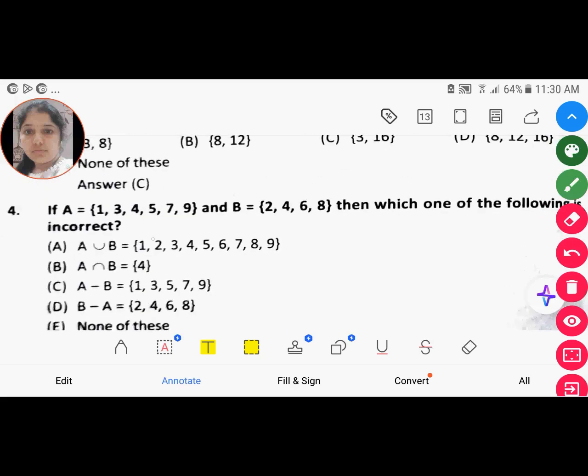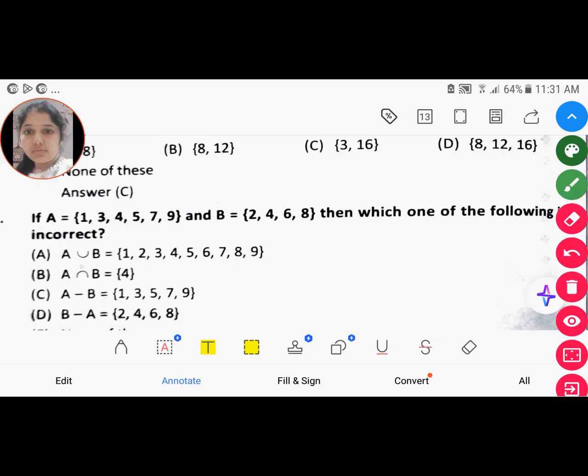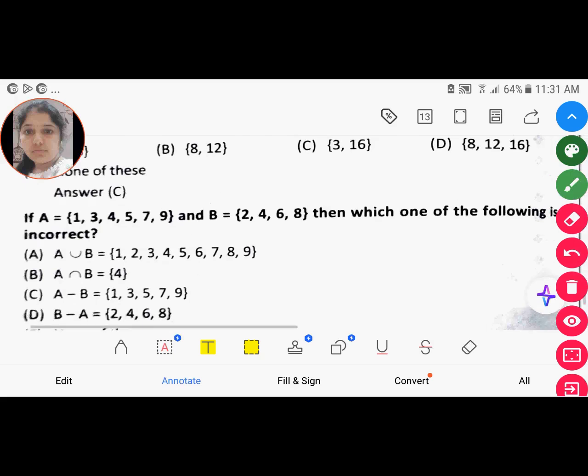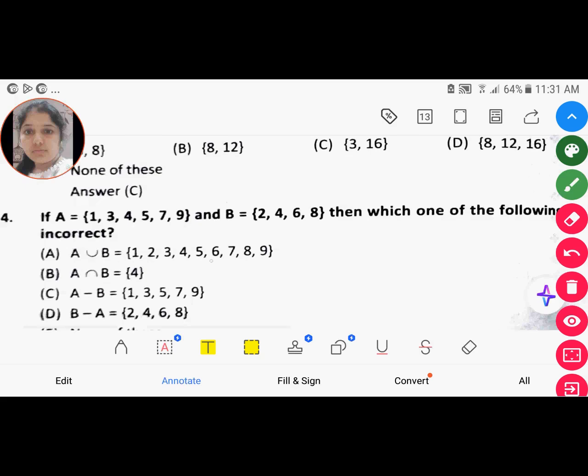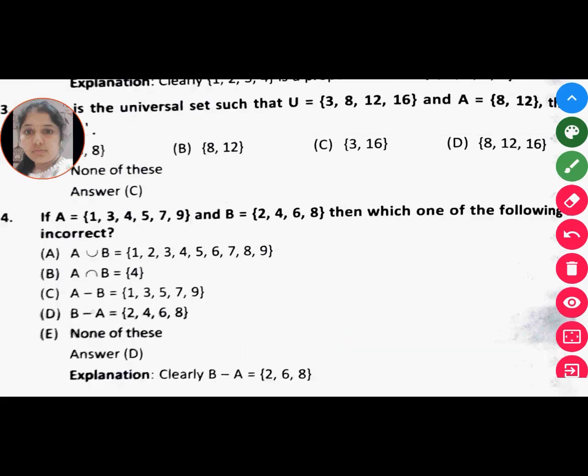Okay, now two sets are given and which one of the following is correct is asked. So again two sets are given. A union B means the set containing all the elements. So 1, 2, 3, 4, 5, 6, 7, 8, 9. All the elements are there in this. So this is the correct one, not an incorrect one. We have to find the incorrect one.